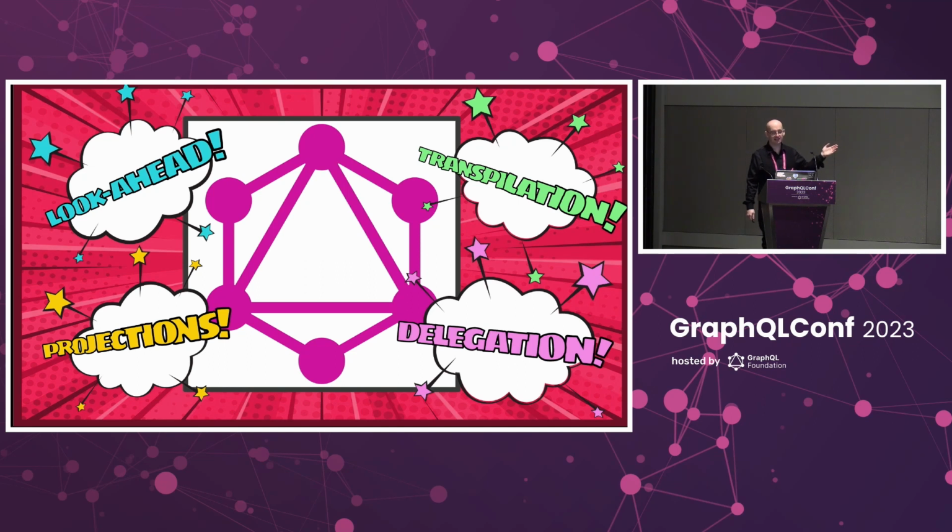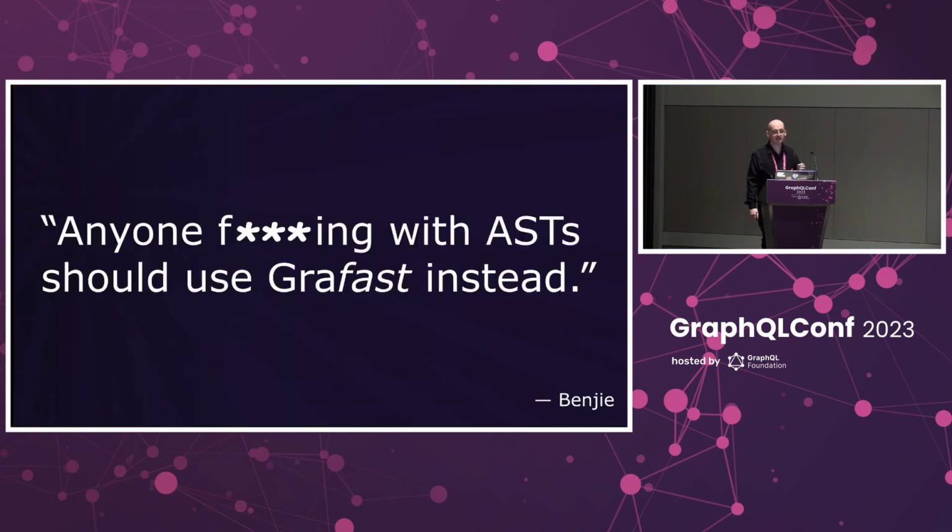Now, all of these techniques involve looking through the abstract syntax tree of the GraphQL request. And in my opinion, anyone who's messing with the abstract syntax trees during GraphQL execution should use GraphFast instead. Developers using look-ahead, transpilation, projections, delegation, their own in-house query planning may find that GraphFast's planning system allows them to be more concise, more expressive, and to generate more optimal queries to their backends. Now, there are situations where GraphFast won't be better for you. For example, if you interpolate your queries rather than using variables, and your queries are pretty small, then the cost of planning may outweigh its benefits.